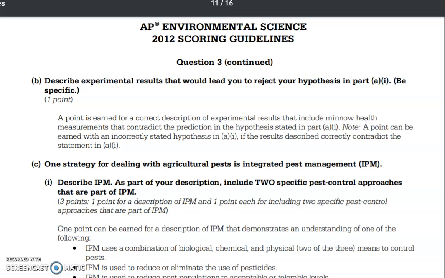One strategy for dealing with agricultural pests is integrated pest management. This is where we use pesticides as a last resort, along with all these other things. Describe integrated pest management. What is it? As a part of your description, include 2 specific pest control approaches that are part of IPM.